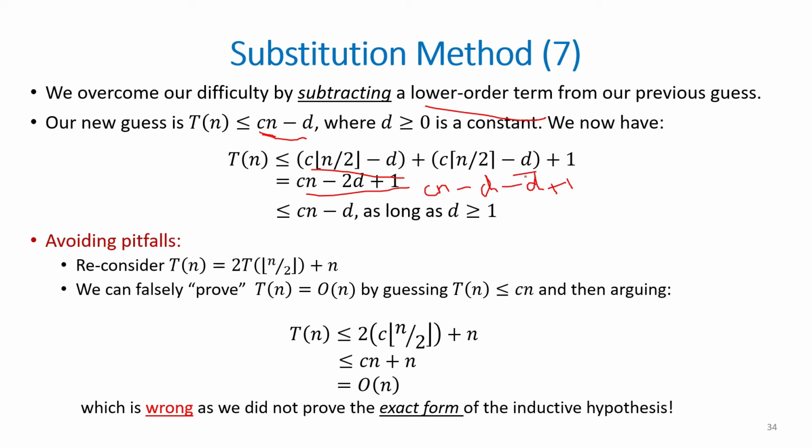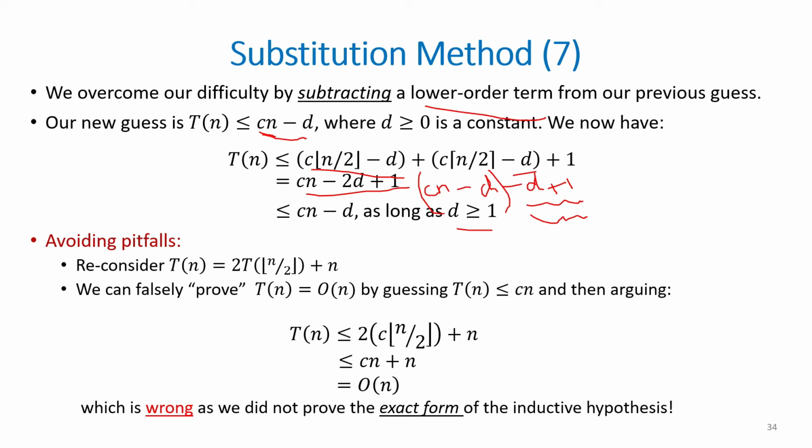And then I would have Cn minus d, and this would be my remaining term. So we keep Cn minus d, and we have to find the condition under which this remaining term would actually become 0. And the condition is when d is greater than or equal to 1. Therefore, we should be very careful when trying to obtain the exact form of the inductive hypothesis.